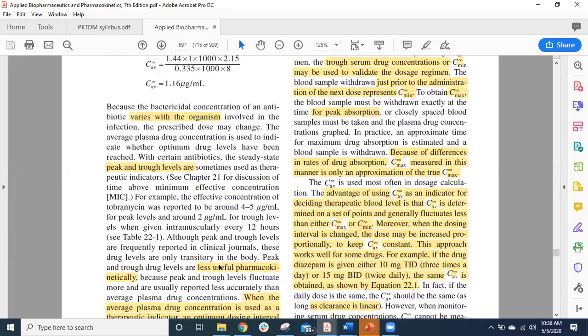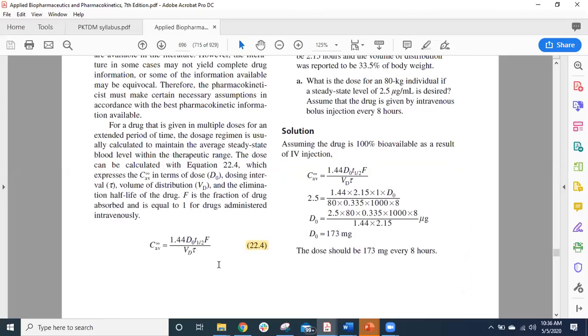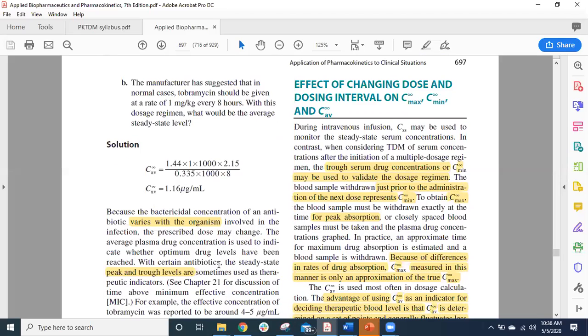So let us take one example here. What is the effect of changing dose and dosing interval on C max, C minimum, and average? Actually, we already discussed this. As I told, if you give a higher dose, C max will be higher. So what strategy should you use if the drug is a narrow therapeutic index drug, and what strategy if the drug is a wide therapeutic index drug?